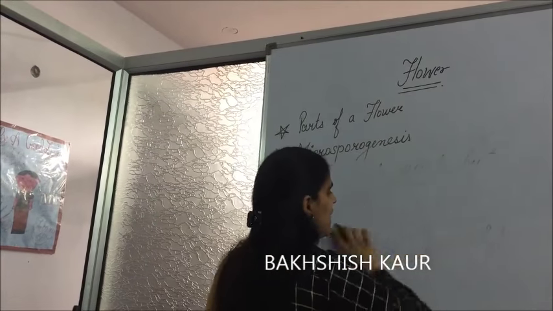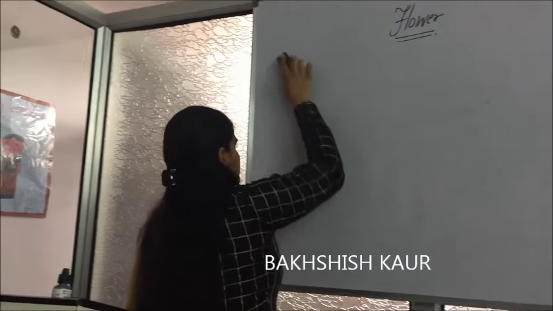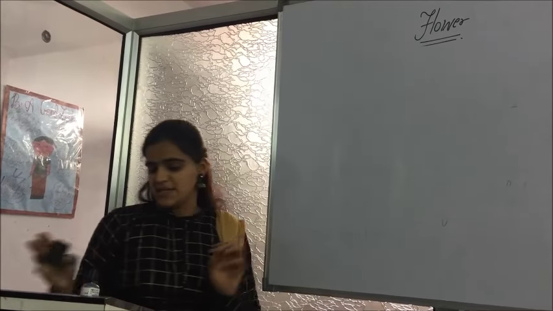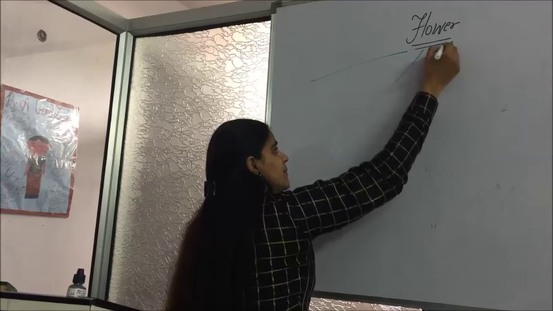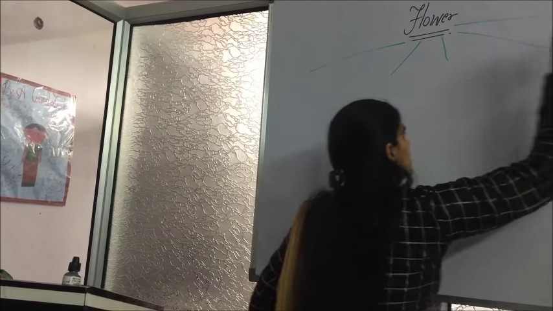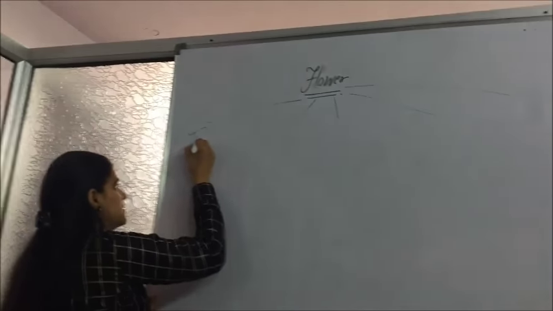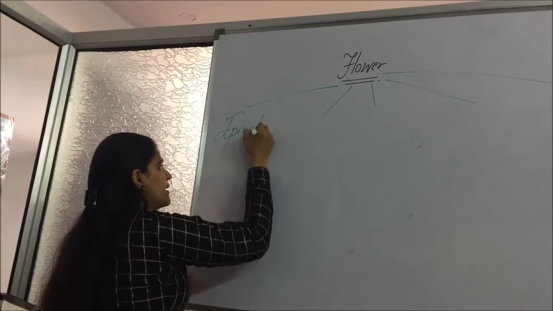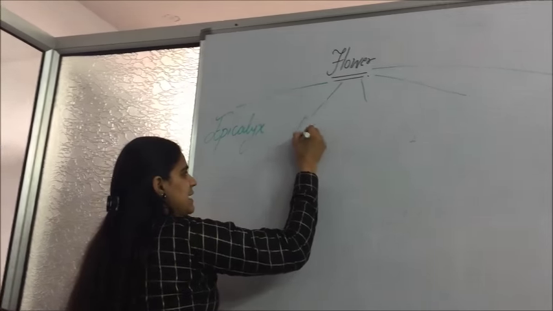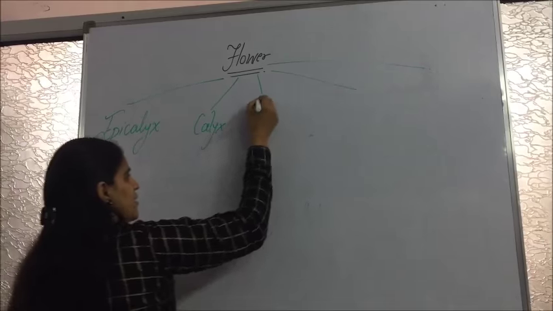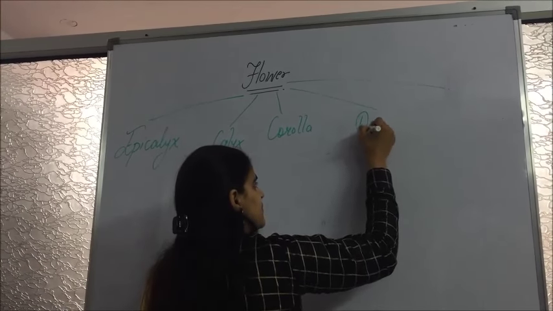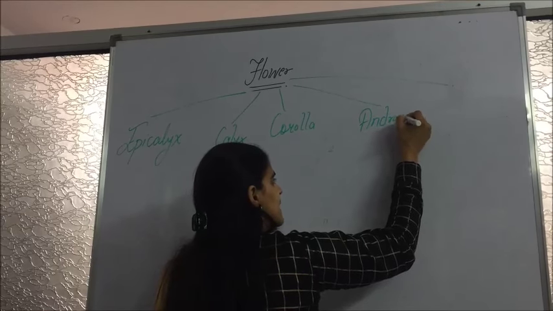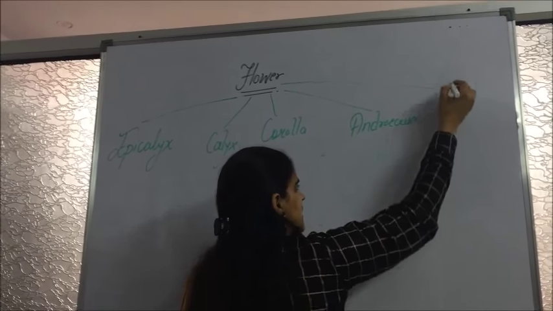As you know, flower is a reproductive part of a plant. Flower has basically 5 parts. First is apicalyx. Second one is calyx. Then corolla. Then androecium. After that, the last part is gynoecium.